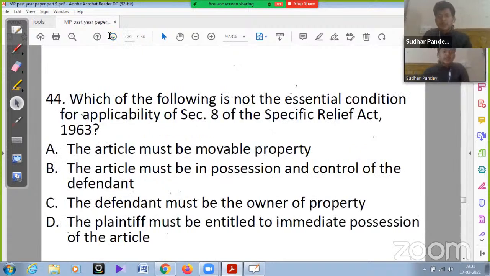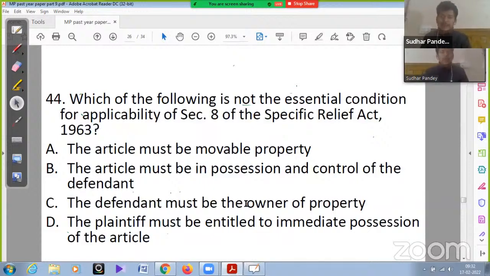Question number 44. Which of the following is not the essential condition for the applicability of section 8 of Specific Relief Act 1963? A, article must be movable property. B, article must be in possession and control of the defendant. C, the defendant must be owner of the property. D, the plaintiff must be entitled to the immediate possession of article.